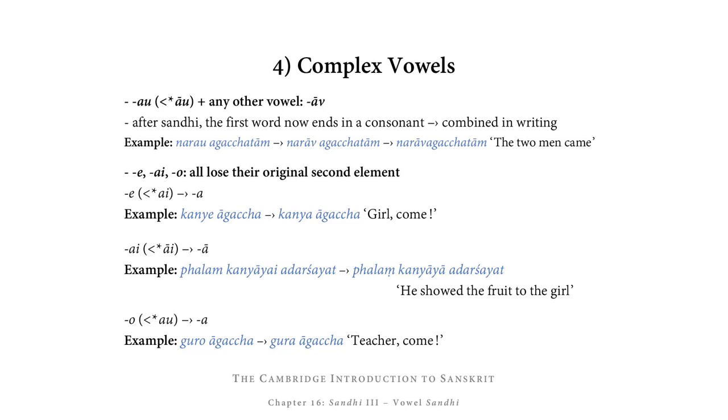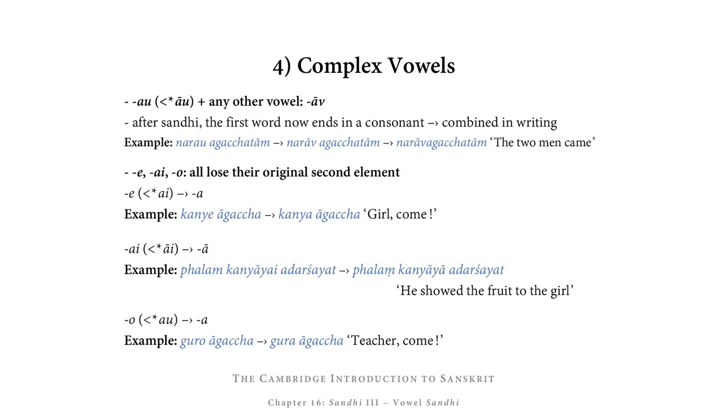Sanskrit doesn't want to use viramas, and therefore this word is combined in writing with the next word. So for example, narau agacchatam, which means the two men came, changes into narab agacchatam, and that is then combined into writing as narab agacchatam. That's au.